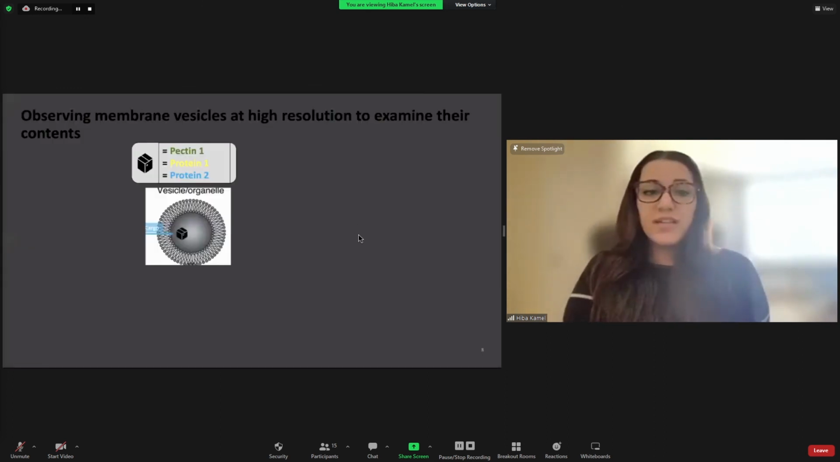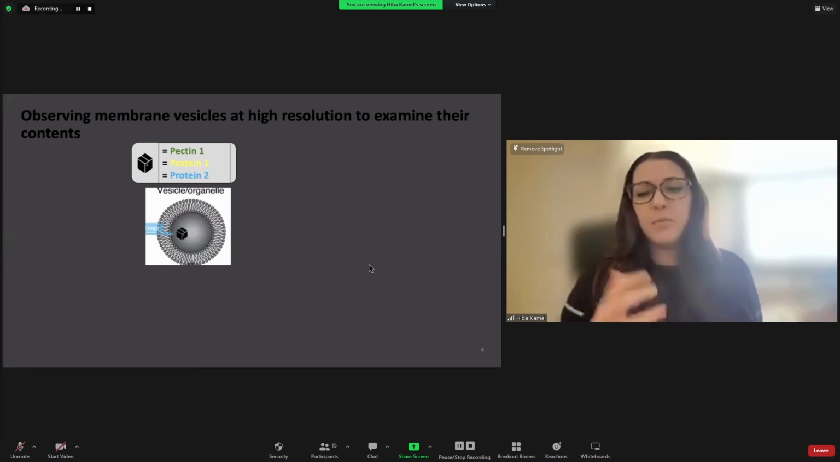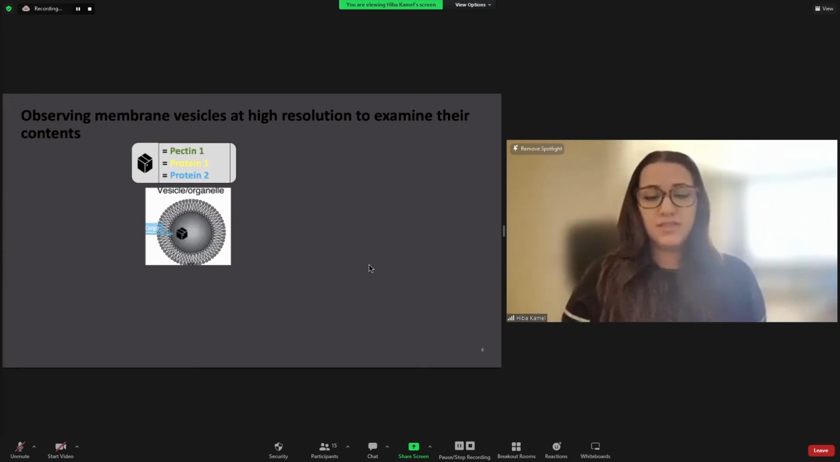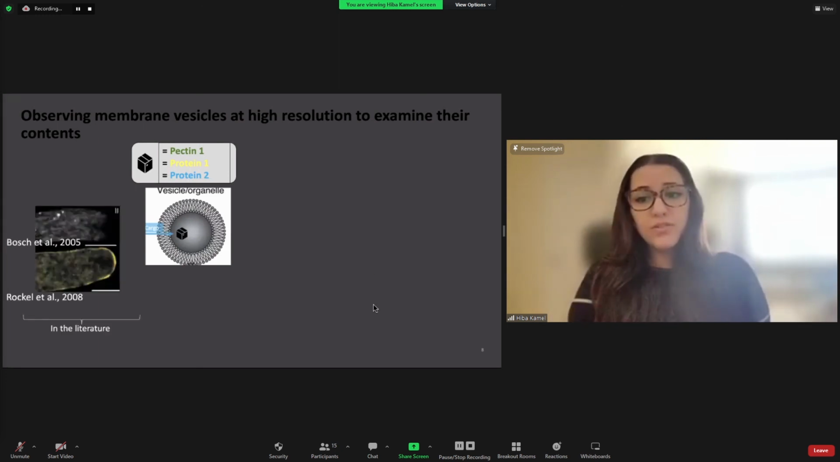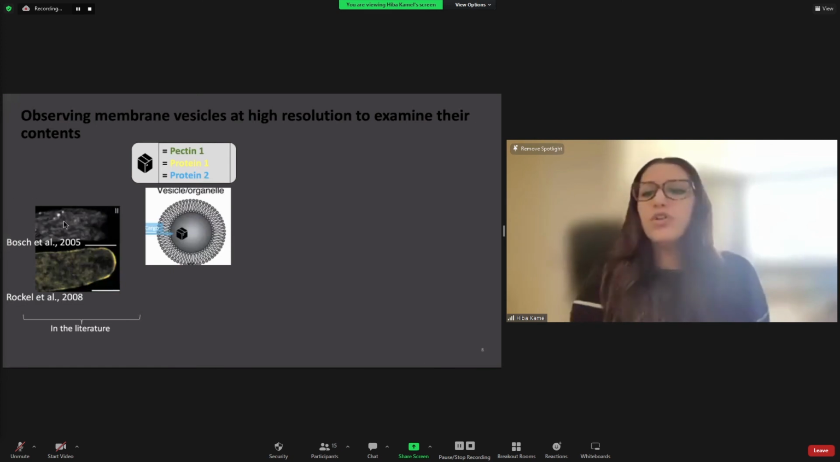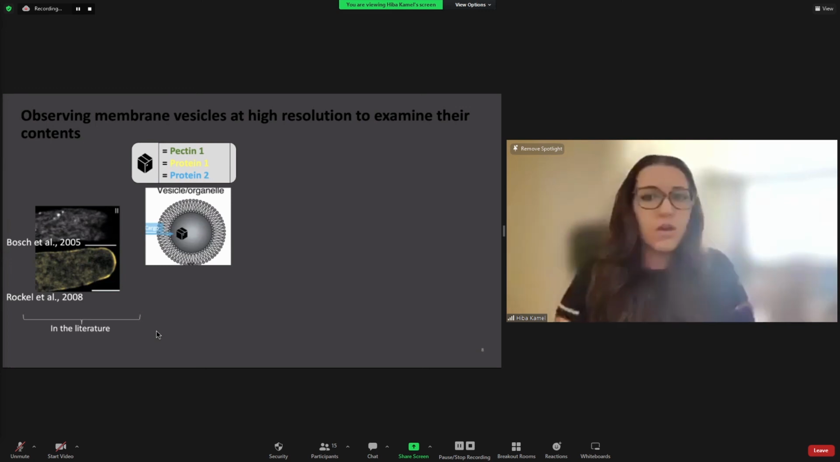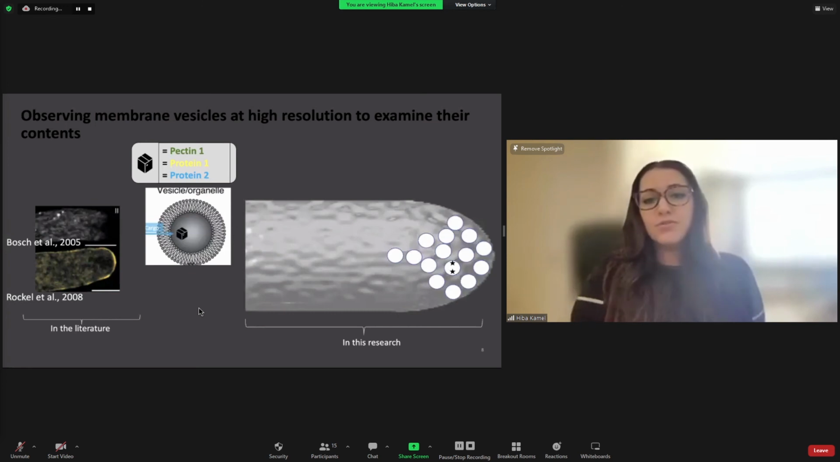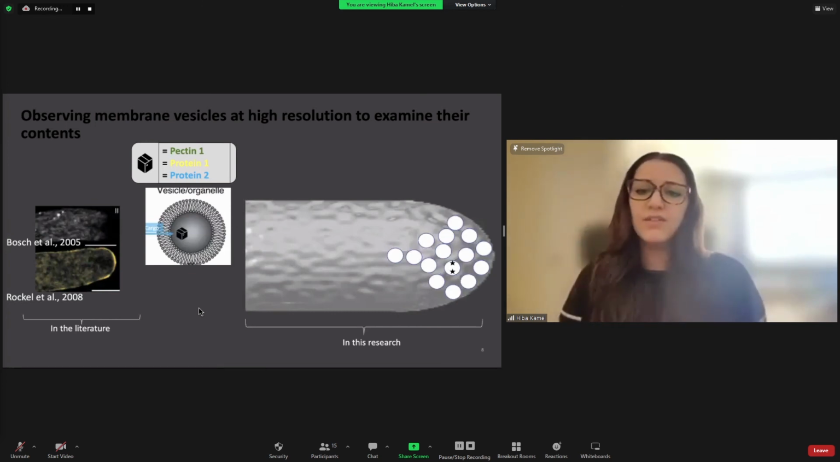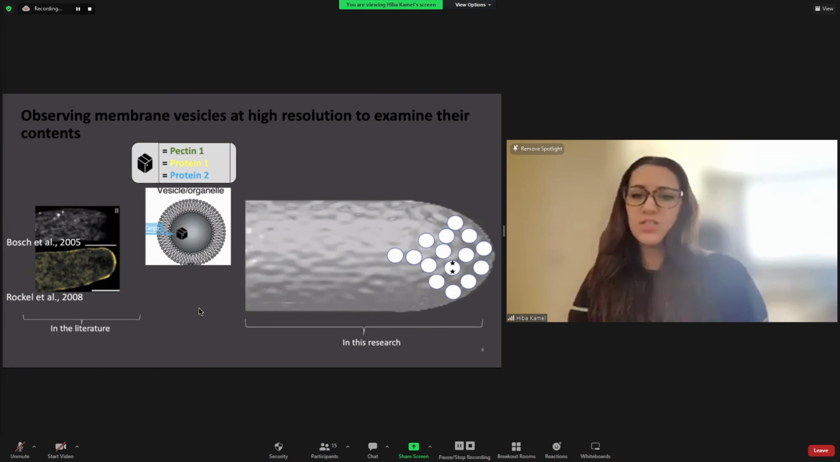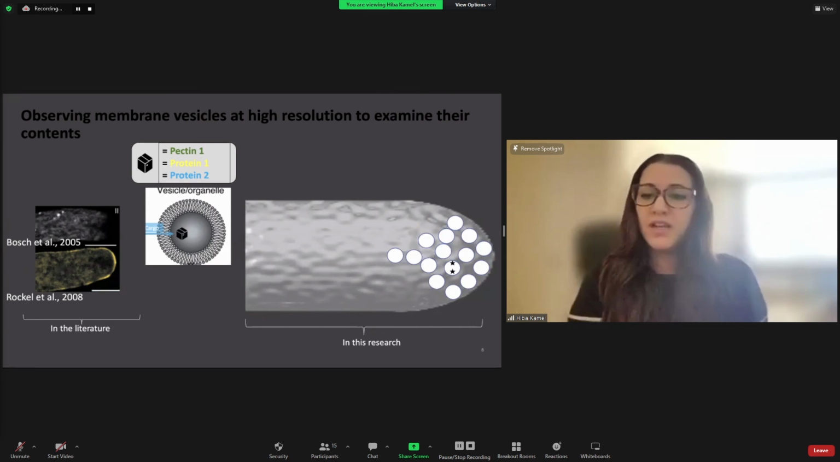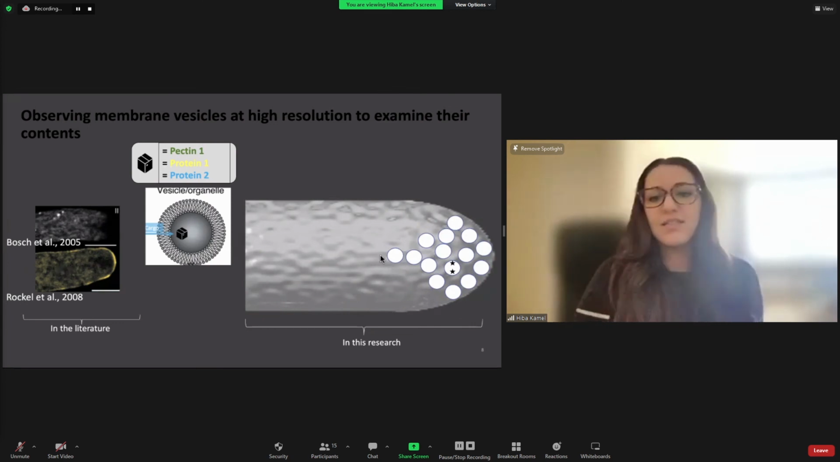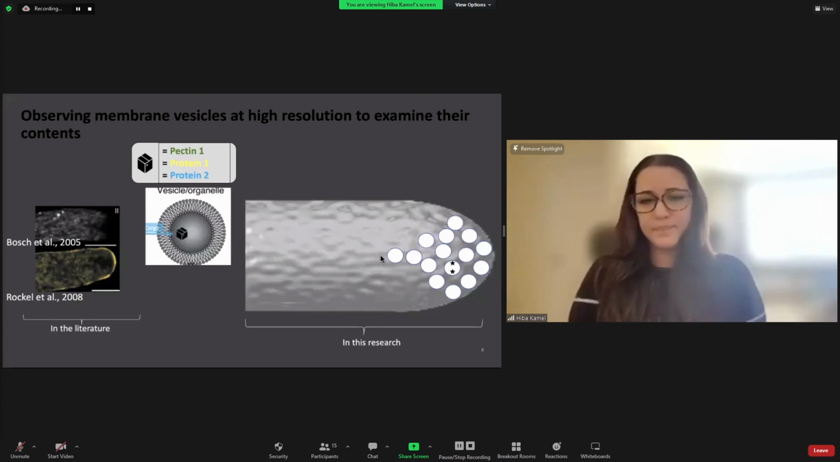In most studies, these important cell membrane constituents that I described as cargoes are observed at a lower resolution, and this may lead to inconclusive interpretation of how they're secreted and where they are in the cell. Using the big microscope, I'll be able to conclusively identify the exact cargo composition of membrane vesicles at the tip of the pollen, and it should look something like this. This is a simulation of what it would look like.